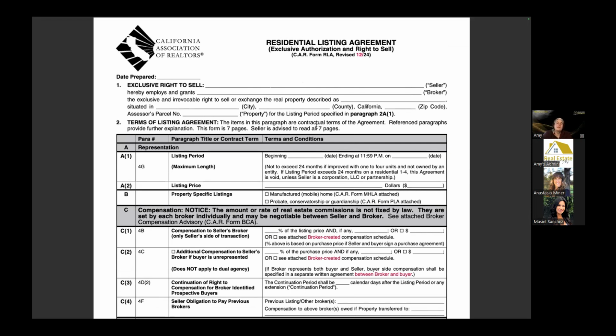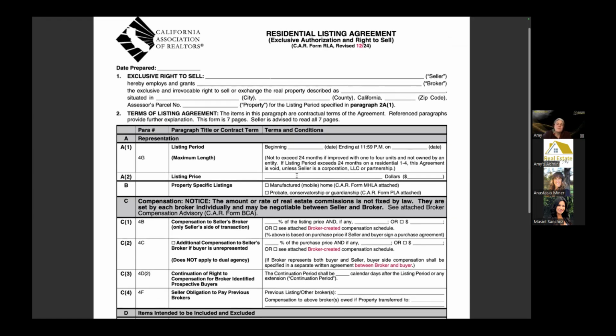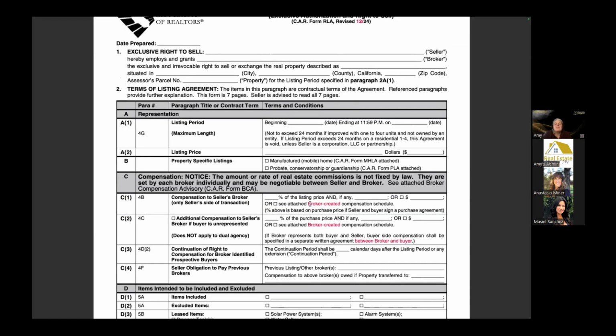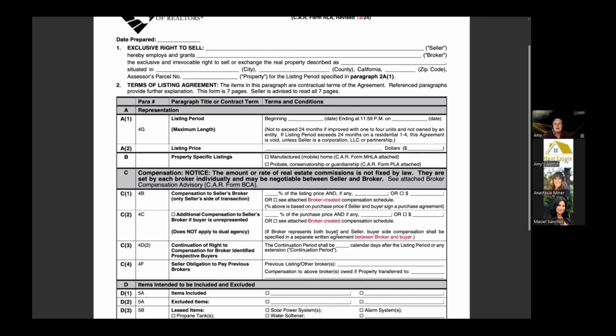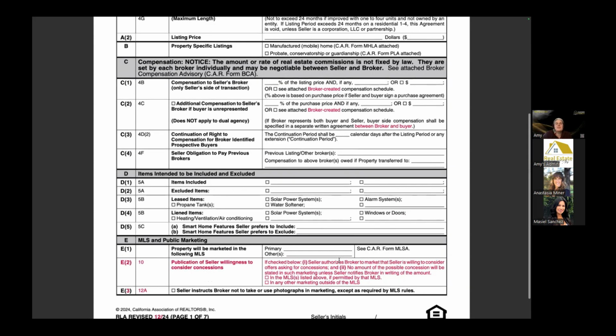There's non-exclusive. There's 3 or 4 different listing agreements, but they just said, instead of attached compensation schedule, it now says attached broker created compensation schedule. It's got that additional compensation down here. See attached broker created. And then if broker represents both buyer and seller, buyer side compensation shall be specified in a separate written agreement between the broker and the buyer. So it's just saying, hey, it's between them, not us. Okay, so super simple changes there.